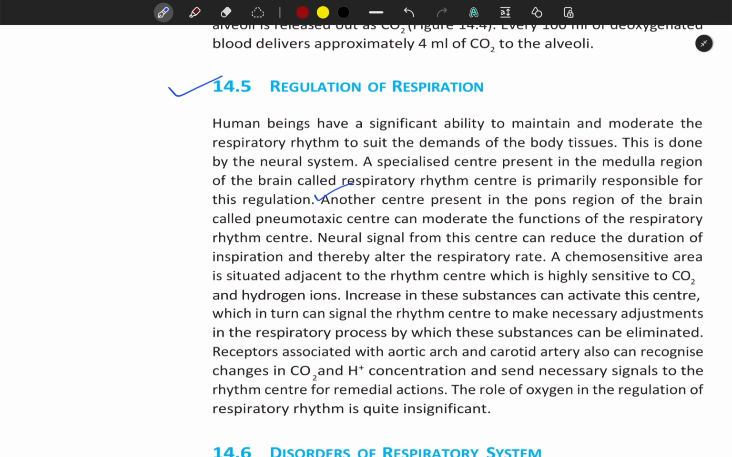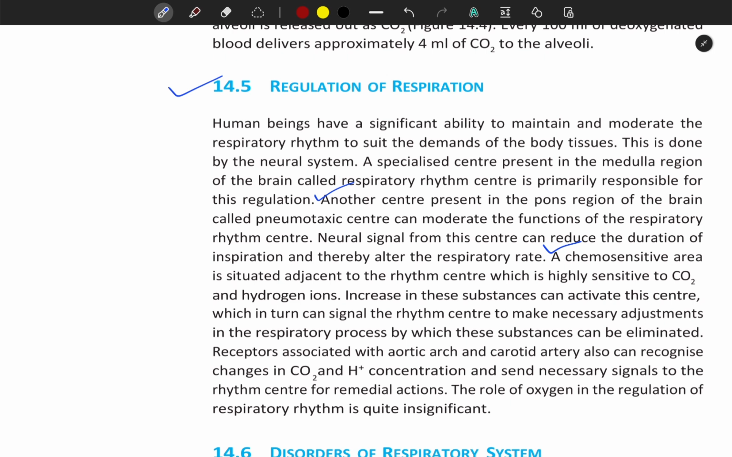respiratory rhythm center. Neural signals from this center can reduce the duration of inspiration and thereby alter the respiratory rate. A chemosensitive area is situated adjacent to the rhythm center, which is highly sensitive to CO2 and hydrogen ions. An increase in these substances can activate this center, which in turn can signal the rhythm center to make necessary adjustments in the respiratory process, by which these substances can be eliminated.